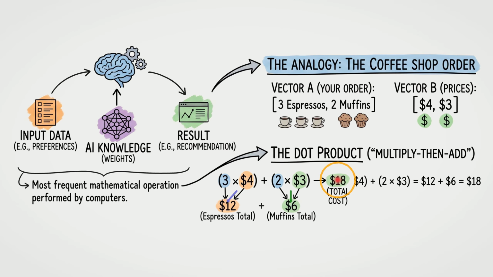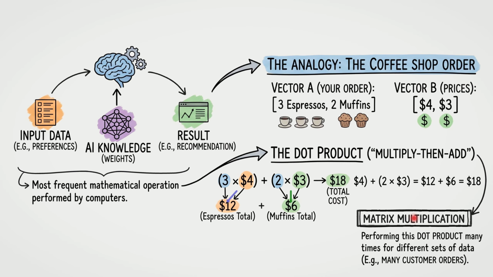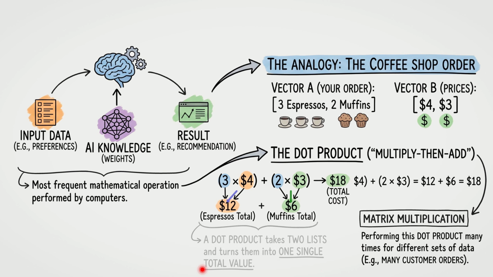Now, what is matrix multiplication? Matrix multiplication is simply performing this exact same dot product move many times over for different sets of data. It's exactly like calculating the totals for many different customer orders all at once. So your main takeaway here is that a dot product takes two lists and turns them into one single total value. Next, we'll see exactly how we apply this identical logic of matching lists and combining totals directly to AI inputs and weights, like interpreting the brightness of pixels in an image.